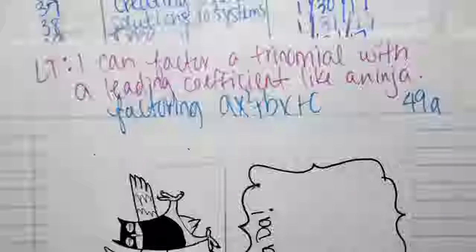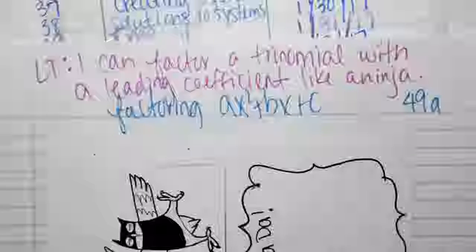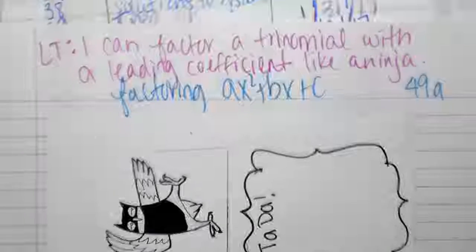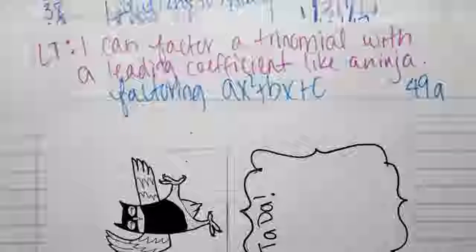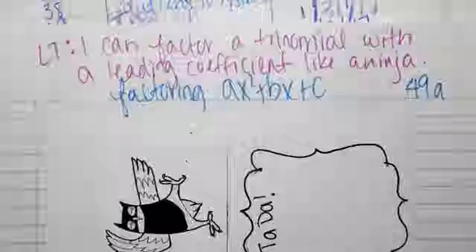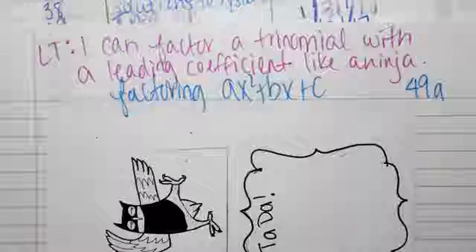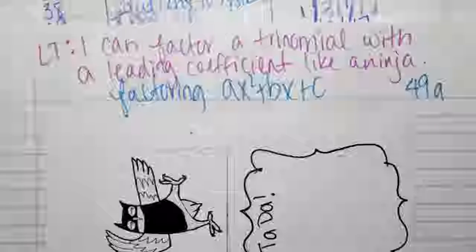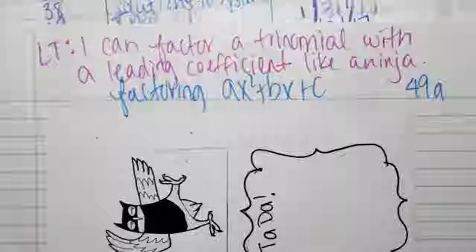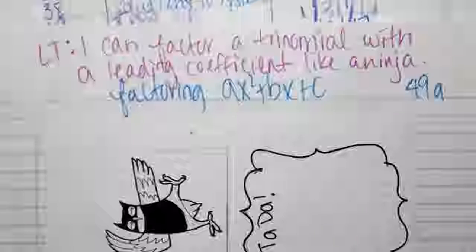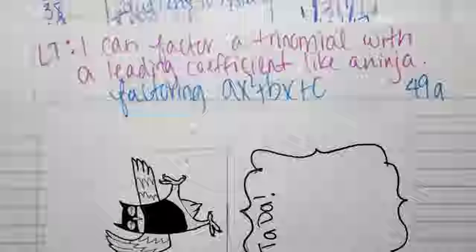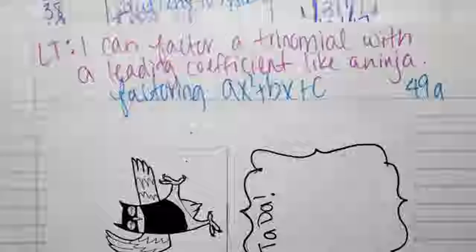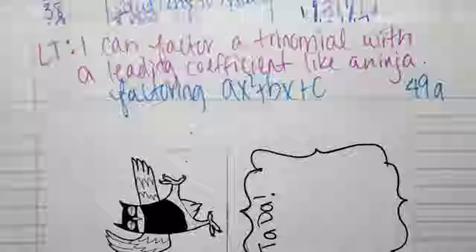What type of factoring have we done so far in our unit? Greatest common factor. What is the greatest common factor? The biggest factor, because it's the greatest. And what do you have to do with the variables and exponents on GCF? Do you take the smallest exponent, largest exponent? You take the smallest exponent. Fantastic.